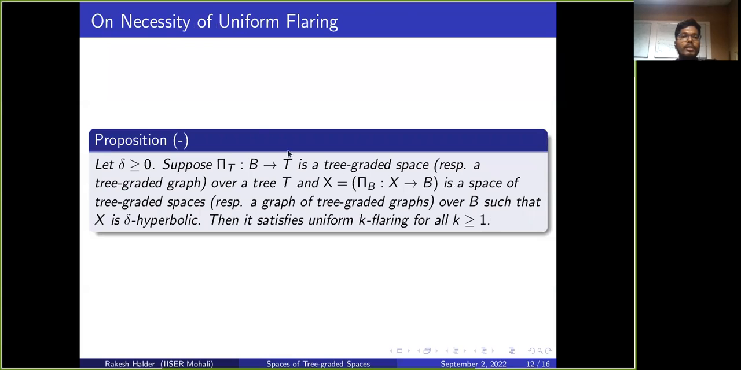And now we have a general result on the necessity of uniform flaring. It says that suppose we have a space of trigged spaces X over B, and B is a trigged space over T, such that X is hyperbolic, then it satisfies a uniform K-flaring. So in this proposition we don't require any technical conditions which are used in the main theorem.